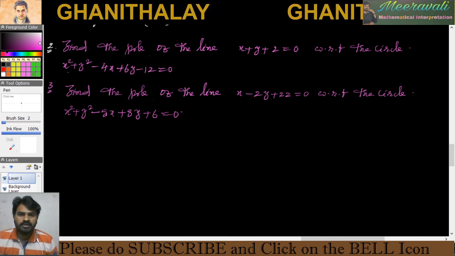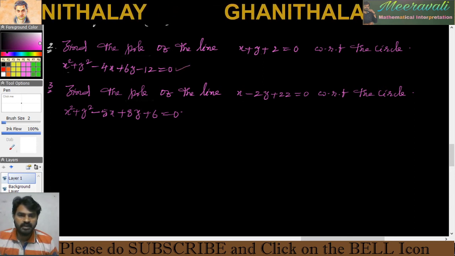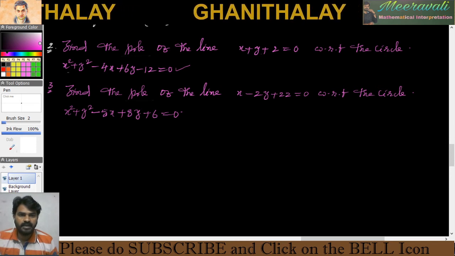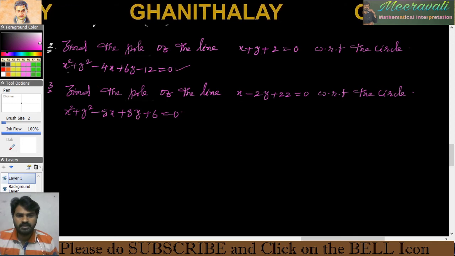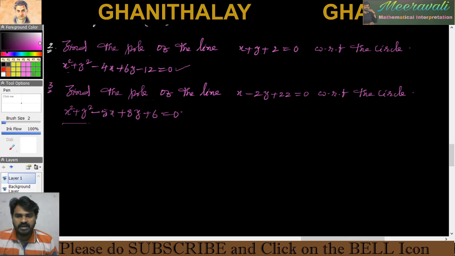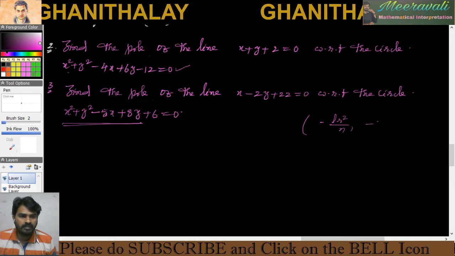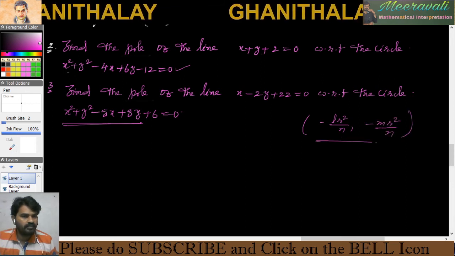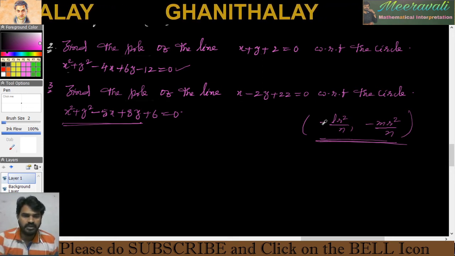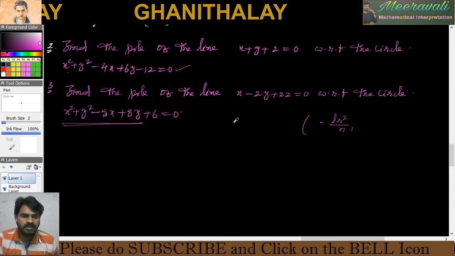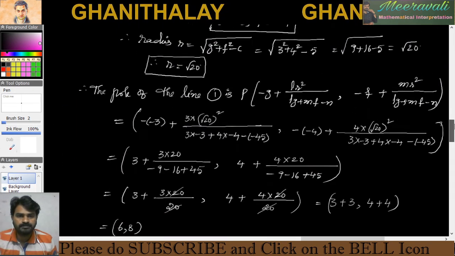Okay. So remember one thing, when the circle is in general form, you can use the long formula, that is minus G plus L r square by L g plus M f minus N, and minus F plus M r square by L g plus M f minus N. If the circle is in the standard form, then you can use the simple formula: minus L r square by N comma minus M r square by N. This formula can be used when the circle is in the standard form. So in the homework sums, the circle will be in general form, so you can use the long formula to find the pole.